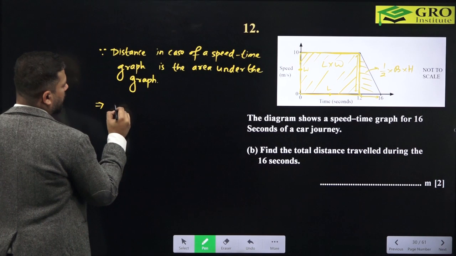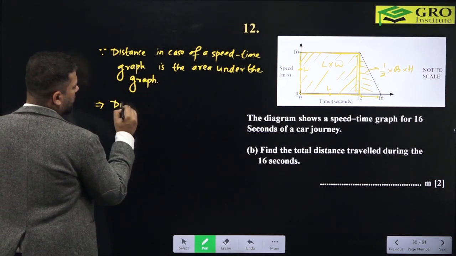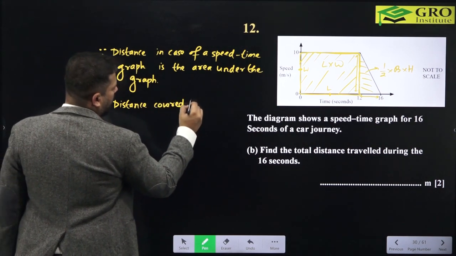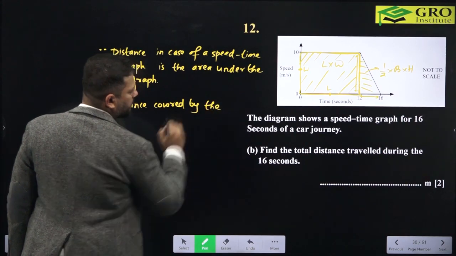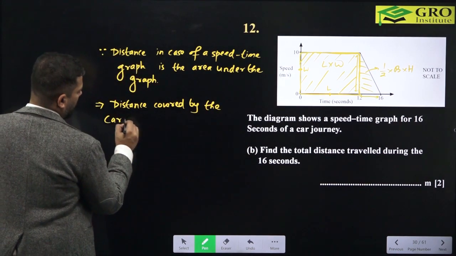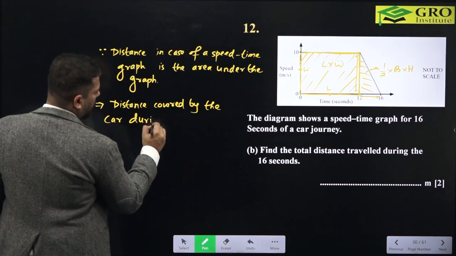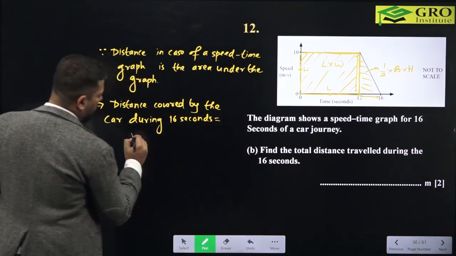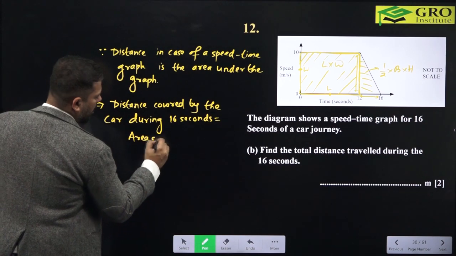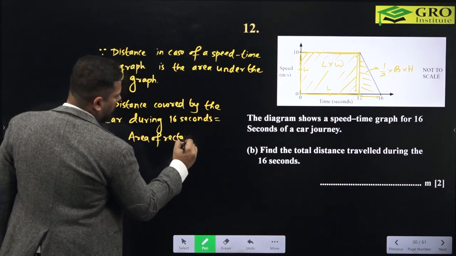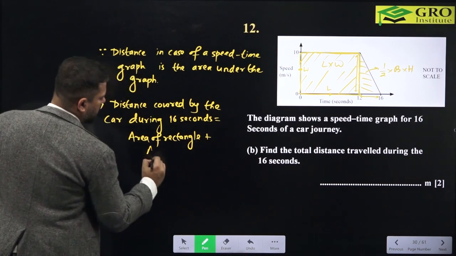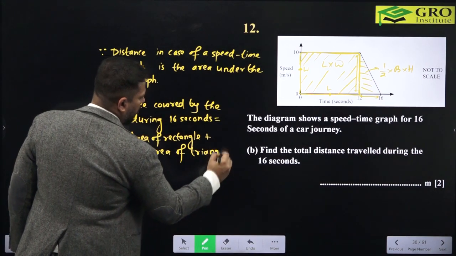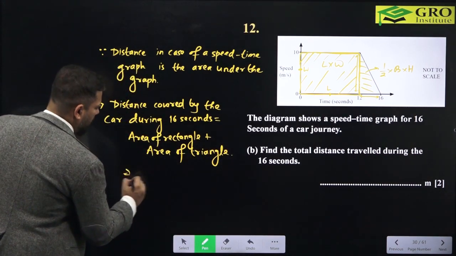this implies that the distance covered by the car during 16 seconds is equal to the area of rectangle plus the area of triangle, isn't it? So let us find out the distance.